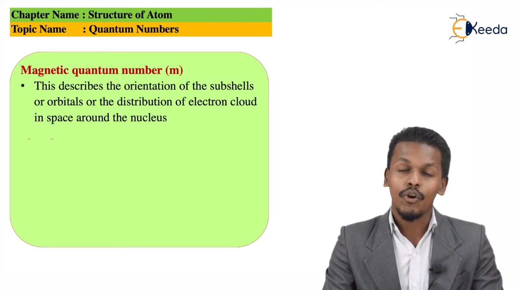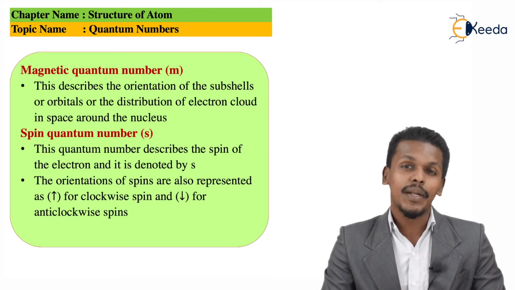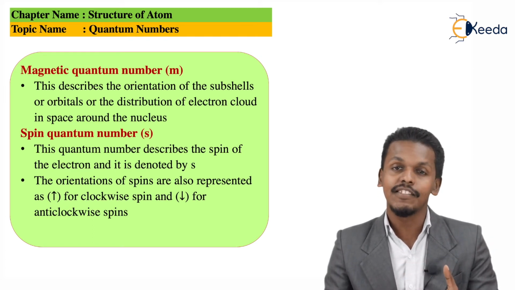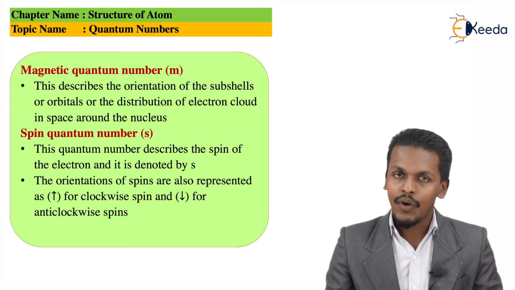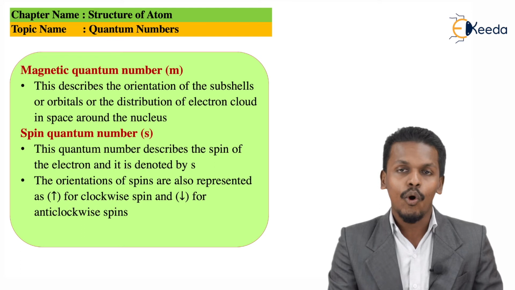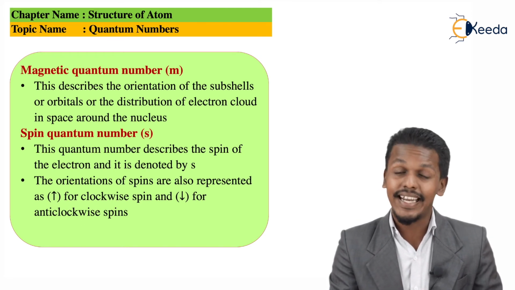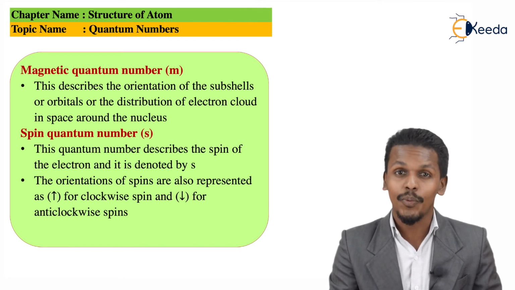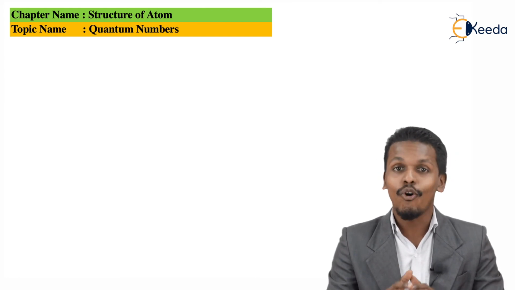And now let me talk about the spin quantum number. It gives us the detail whether the electron is moving in an anti-clockwise or clockwise direction. For example, if the spin value of a particular electron is found to be plus half, it indicates that the electron is moving in the clockwise direction. And if it is found to be minus half, then the electron is moving in the anti-clockwise direction.